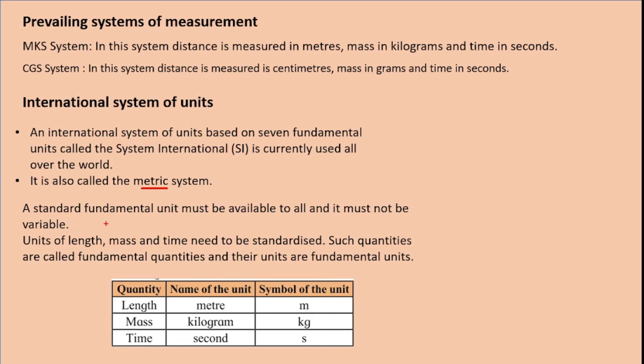A standard fundamental unit must be available to all and it must not be variable. Units of length, mass and time need to be standardized. Such quantities are called fundamental quantities and their units are fundamental units. So, the quantity is length, the name of the unit is meter and the symbol is m. Mass, unit is kilogram, the symbol is kg. Time, the unit is second and the symbol is s.